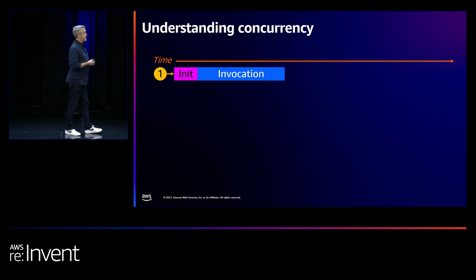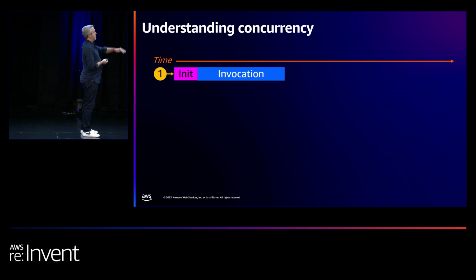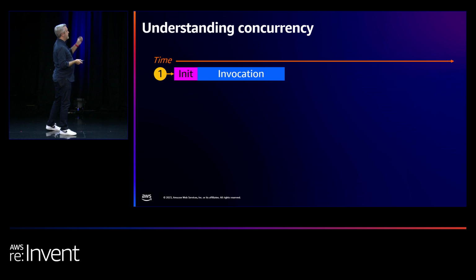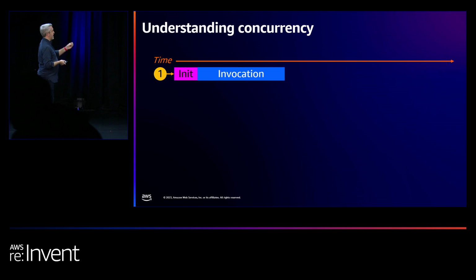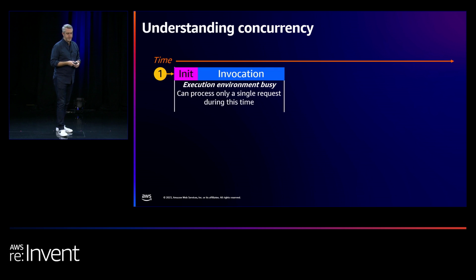So we think about this. Let's take a scale of time here in a window. I have a function that has just gotten an invocation. It's going to have that little bit of cold start, go through my init code, and then it's going to execute and run my logic. And so again, this is only processing that single request.